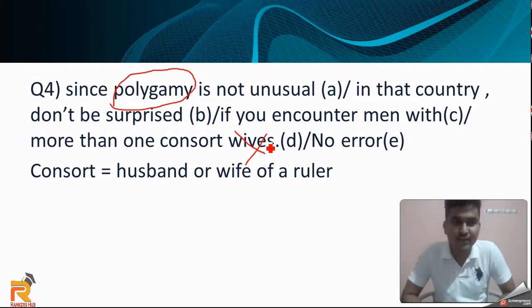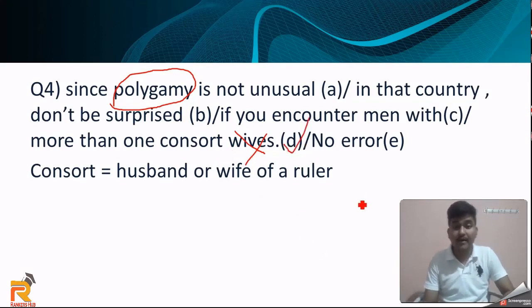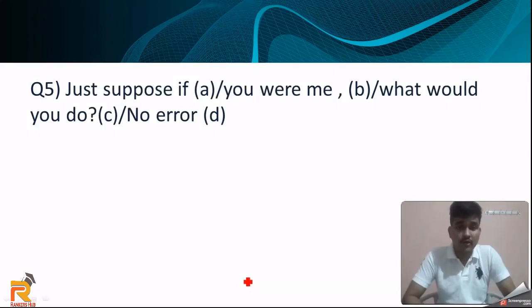Simple as that. So consort itself shows wife or husband of a queen or a king. So simply don't use consort husband or consort wife. As simple as that. So error lies in which part of the sentence? Part D of the sentence. Okay, I hope you have spotted the error in question number 5.